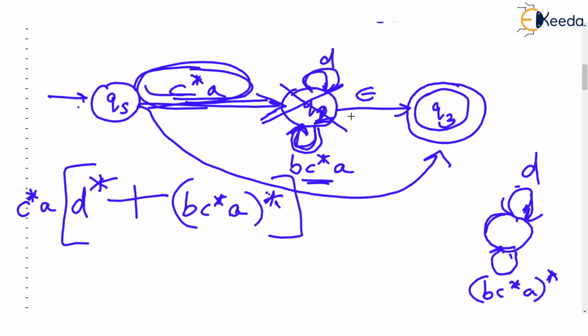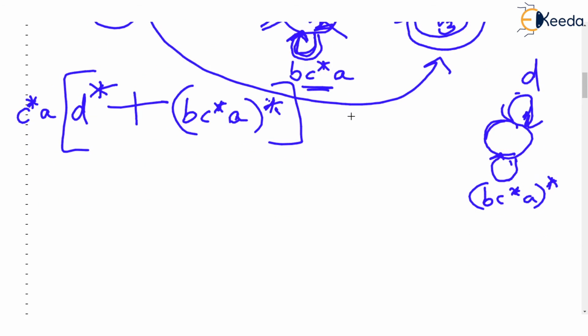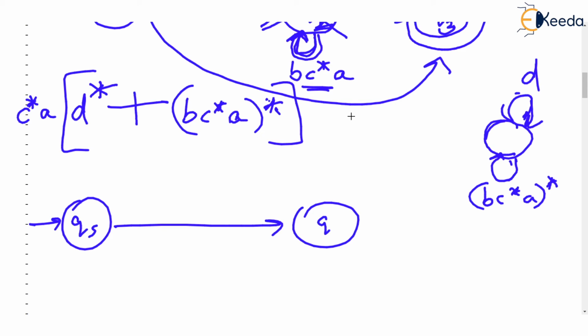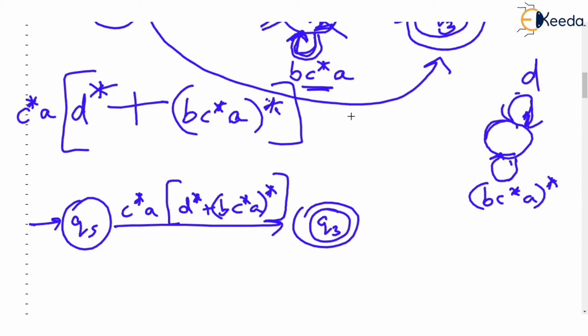So finally we have QS, our initial state, and QS to Q3, the new final state that we added. We have the regular expression C star A, D star or B C star A, closure of this. This is the regular expression.